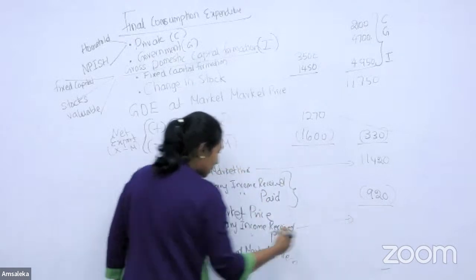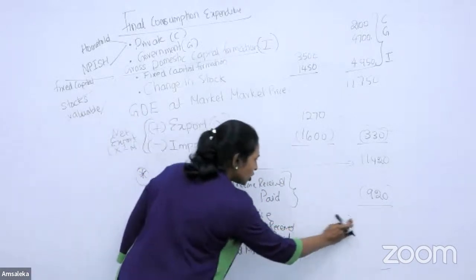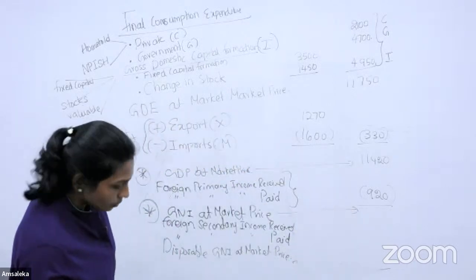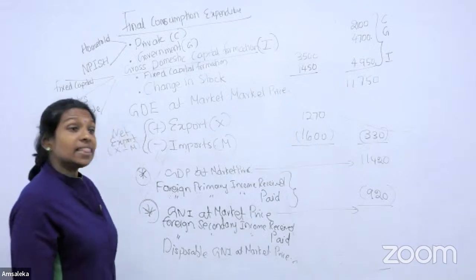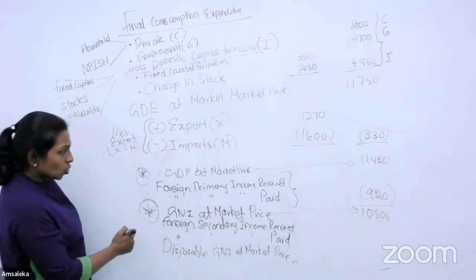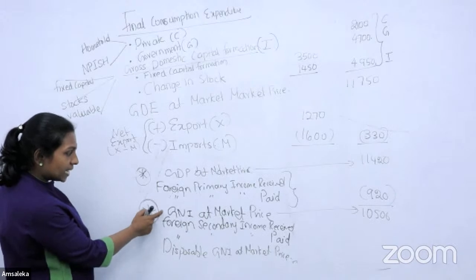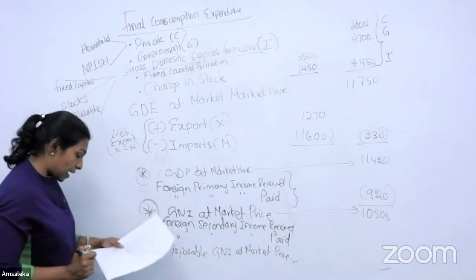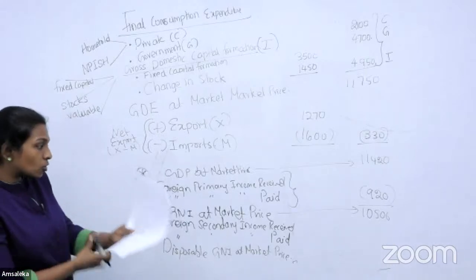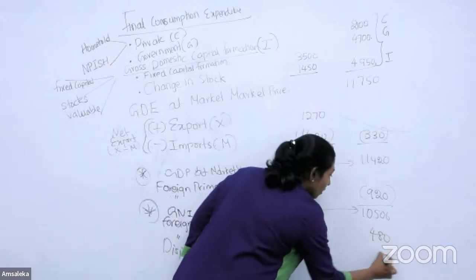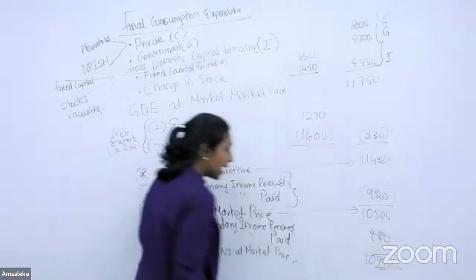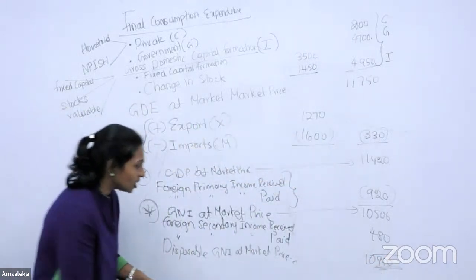Same story, you can find GNI. 11,420 minus 920 is 10,500. Net primary income adjusted, GNI is 10,500. Likewise, net secondary income from ROW, 480, is given as plus. So 10,500 plus 480 is 10,980. Now, disposable GNI.